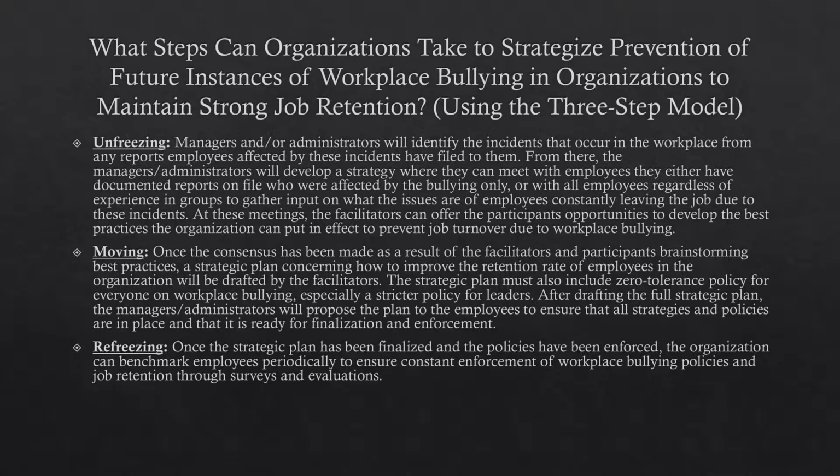Reflecting the moving stage. Once the consensus has been made as a result of the facilitators and participants brainstorming best practices, a strategic plan concerning how to improve the retention rate of employees in the organization will be drafted by the facilitators. The strategic plan must also include a zero tolerance policy for everyone on workplace bullying, especially a stricter policy for leaders. After drafting the full strategic plan, the managers and or administrators will propose the plan to the employees to ensure that all strategies and policies are in place and that it is ready for finalization and enforcement.